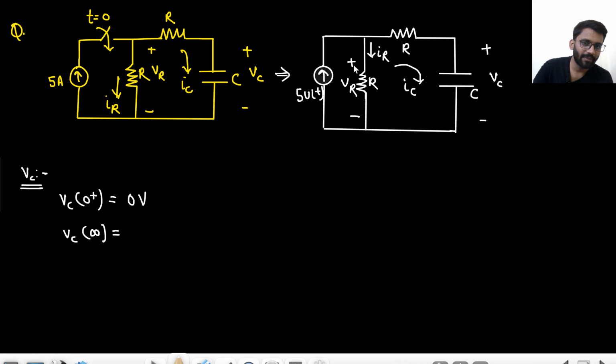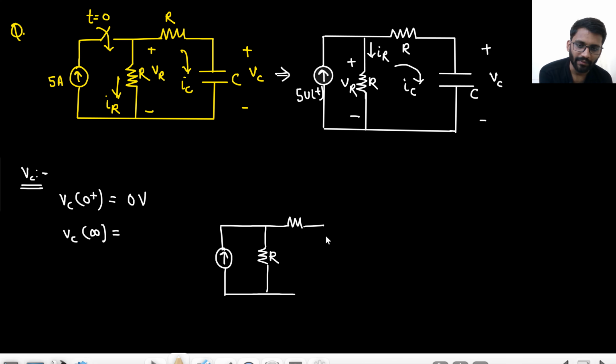So this complete 5 ampere current would be flowing here. The capacitor will be open circuited, so the complete 5 ampere current will be flowing here. So whatever the voltage VR you are having, the same voltage will be across VC. At infinity, what is happening is that this is the 5 ampere current source you are having. This is the resistor you are having.